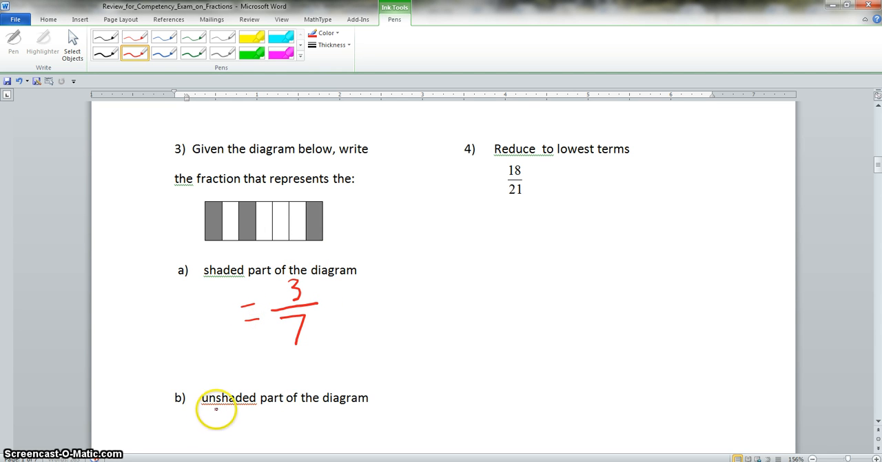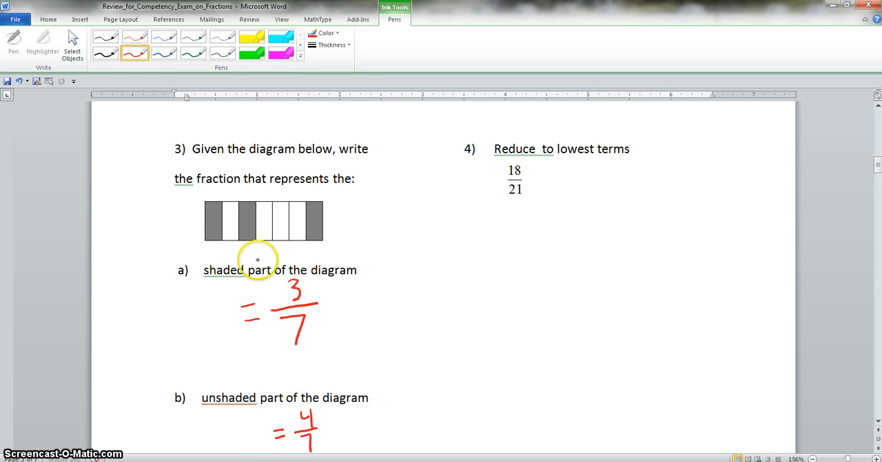Now we go down here to B. It says the unshaded part of the diagram. It's still 7 parts of this diagram, so your denominator still would be 7. Your numerator would be everything that's left that's not shaded, which is 4. So your answer here would be 4 sevens.